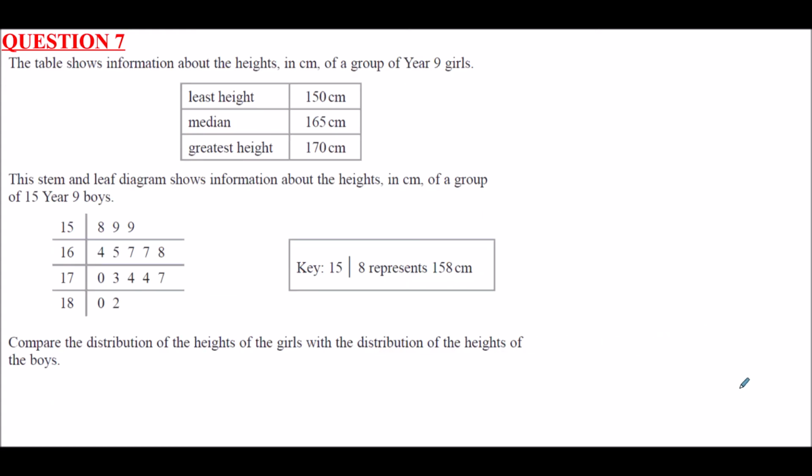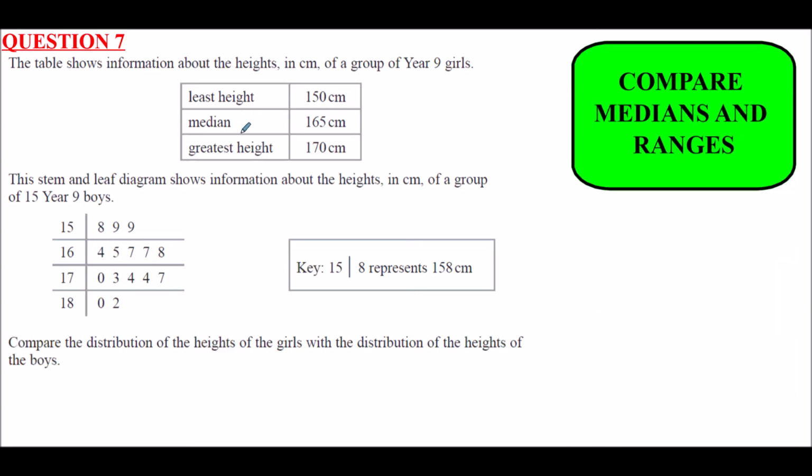Question 7, we've got a table of information about heights in centimetres of a group of Year 9 girls. So we've only got least and greatest and the median, not much to go off. And then we've got a stem and leaf for the Year 9 boys. We have to compare the distribution of the heights of the girls with the distribution of heights of the boys. From here, we can only work out the range and we know the median. So let's compare the range and the medians. That's what we need to do for this one.